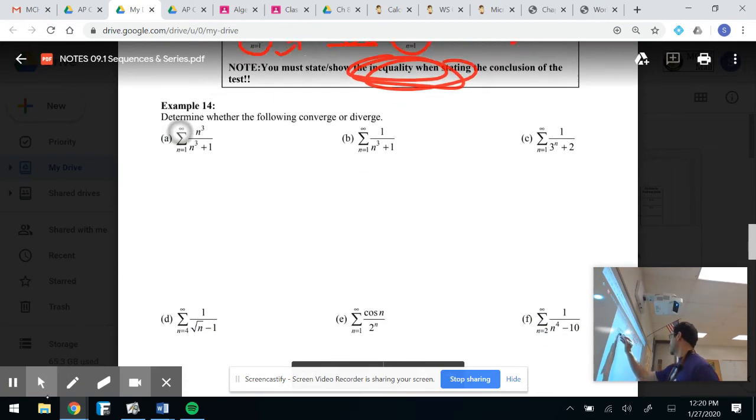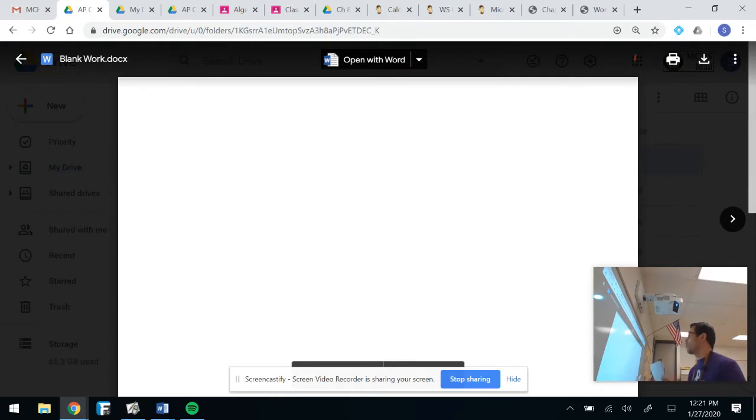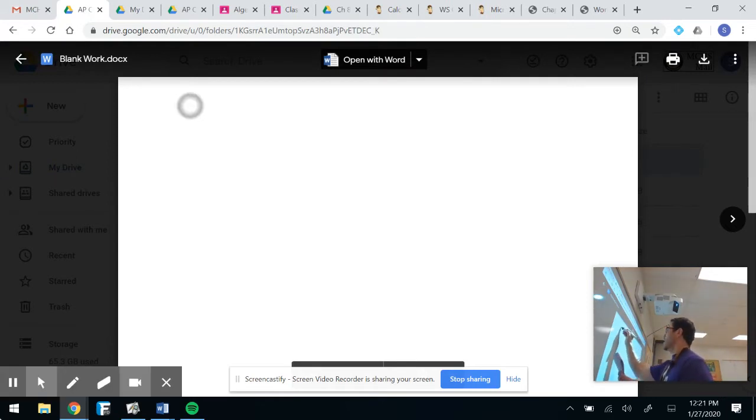I have my blank sheet also, so let me get out my notes. We're going to go to that blank sheet because it gives us a little bit more room to work with. So we have these series.